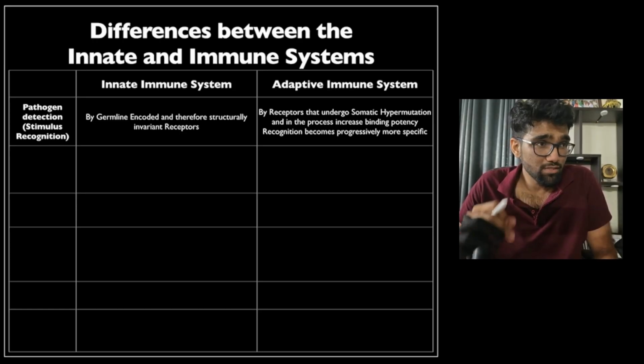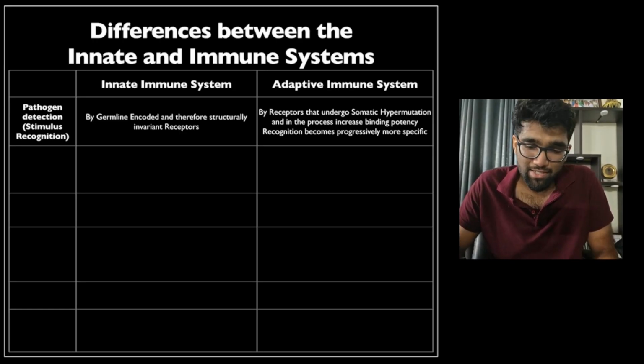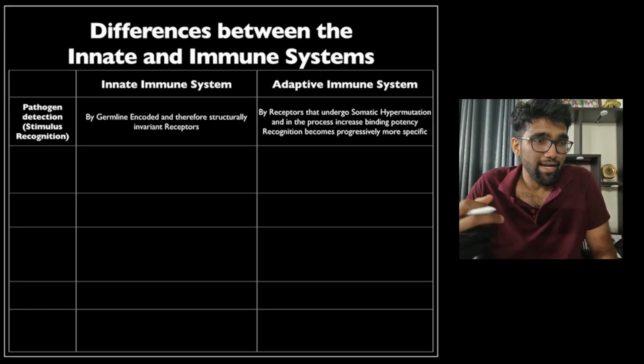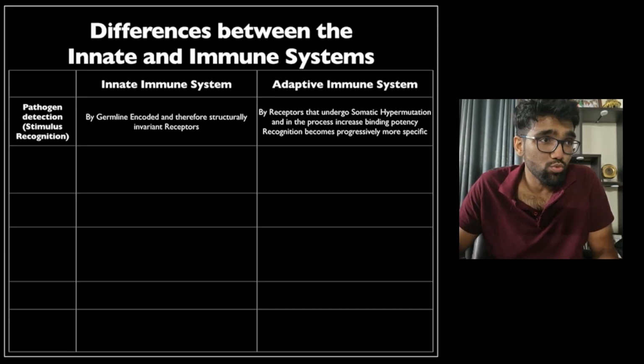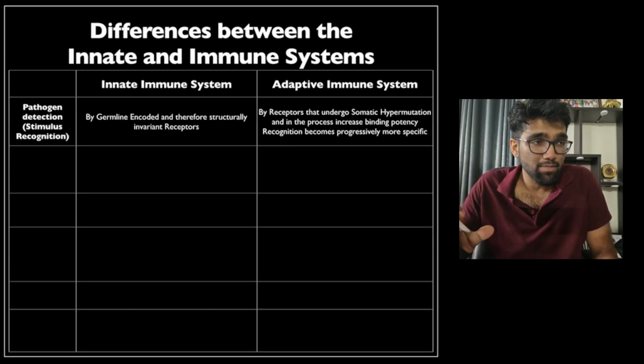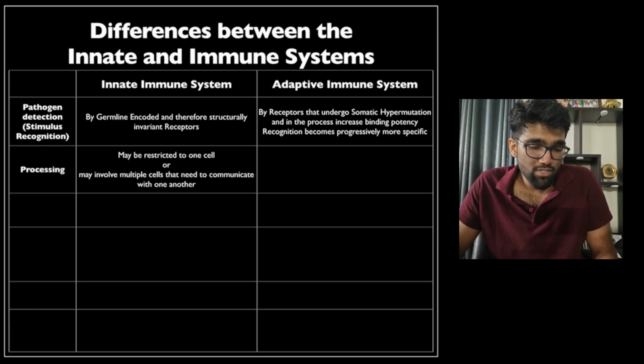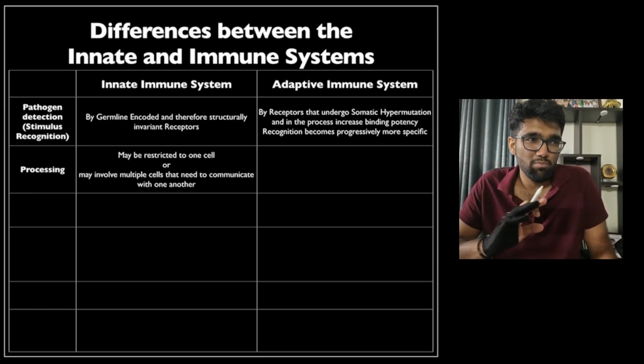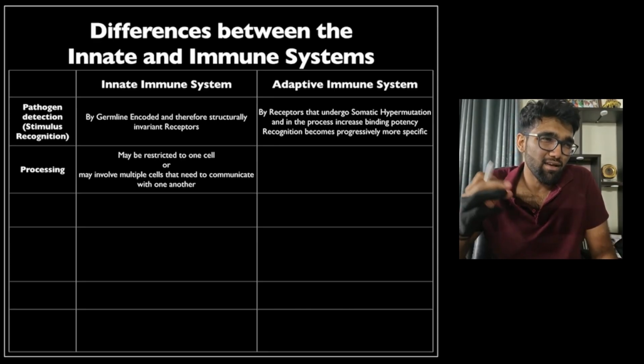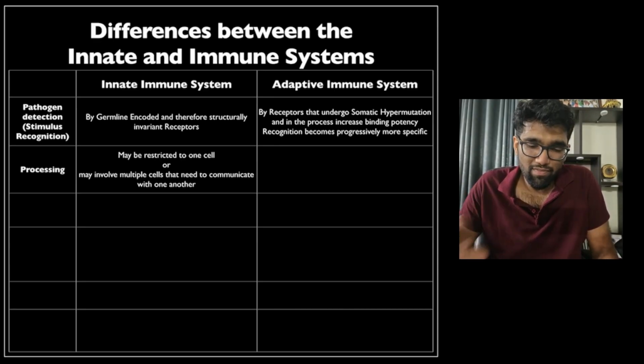And this process, through natural selection, actually results in increased potency for binding of these receptors to the pathogen itself. And therefore, the interaction between the adaptive immune system and the pathogen becomes progressively more specific. Now, processing in the innate immune system may be restricted to one cell, that is the simplest circuit that we saw, or it may involve multiple cells that communicate with one another. But usually, this is restricted to a maximum of two cells, maybe three. Beyond that, it doesn't go.